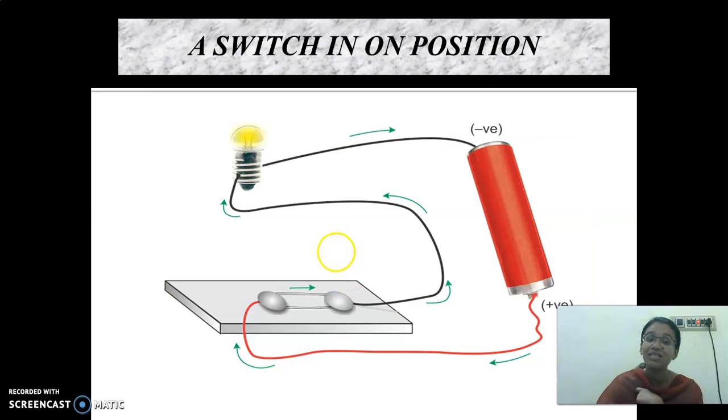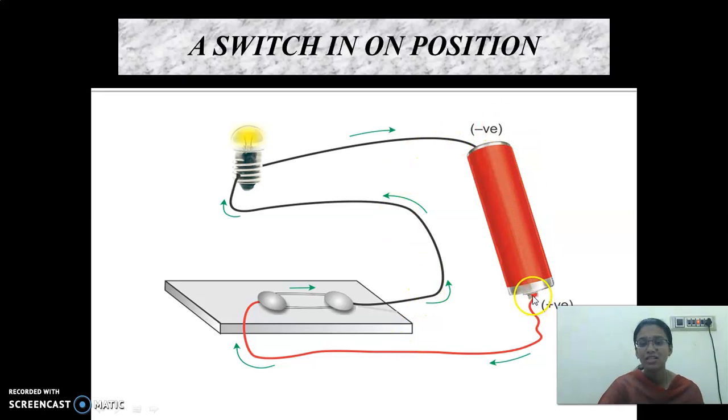So when the switch is in on position, what happens? The electricity starts to, that is the charges start to flow through the circuit. At the time what happens? The bulb glows. Look at here. So the charges start flowing through it. So now it is a closed circuit, right? Everything is connected here. Is there any disconnection?